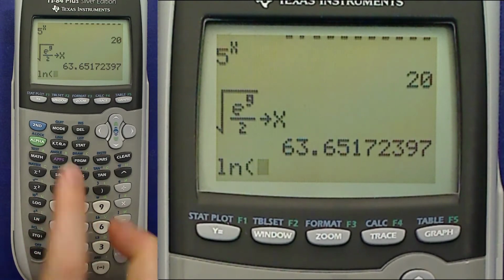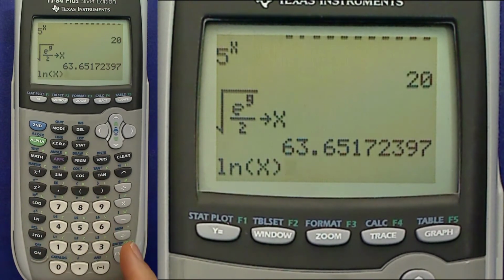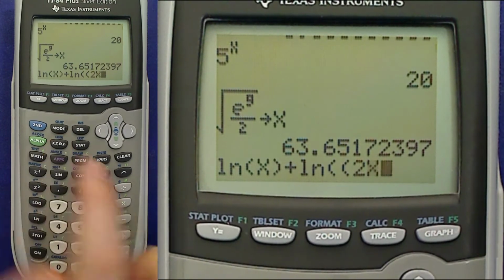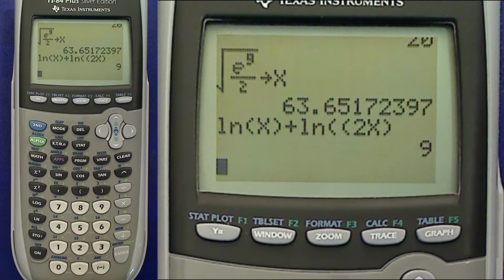Let's check it. ln of x plus ln of 2x. Yeah, I have a straight parenthesis there, but the calculator lets you get away with that sometimes. So there's the result, 9. So that's good.